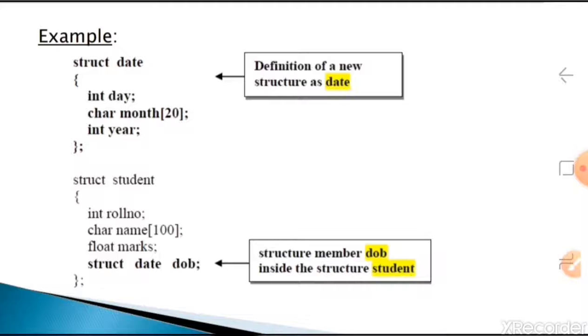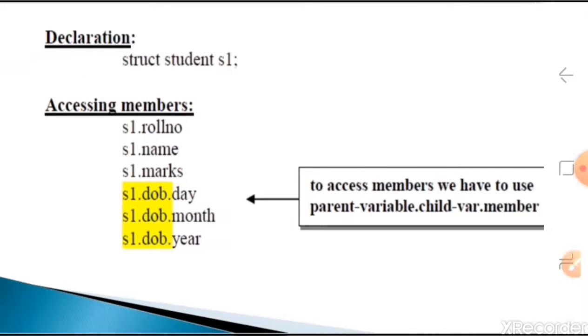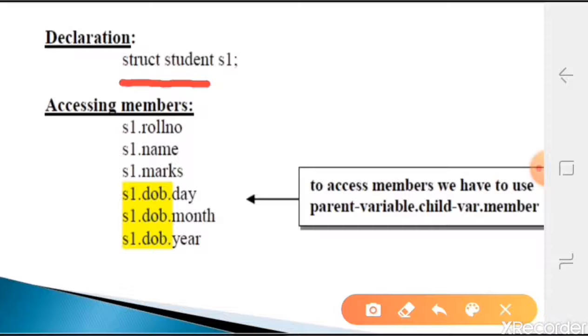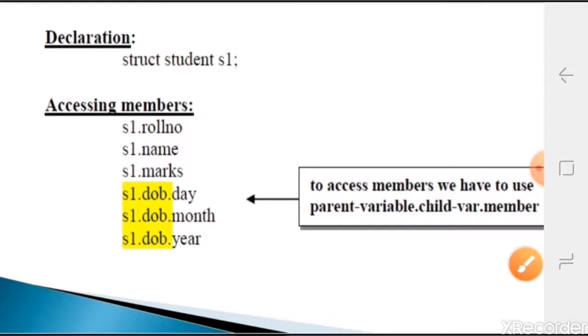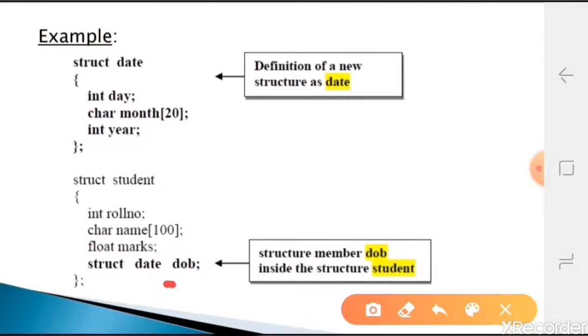Now let us see how to access the data members. First we'll see how to declare a variable. It is the same as what we did previously: the data type, then the variable name. Student now has 4 data members: roll number is one integer variable, name is one string variable, marks is one float variable. That is the same as before, but now we have DOB, which we declared as a variable of structure type. This DOB again has 3 fields, so we have to access these 3 fields.